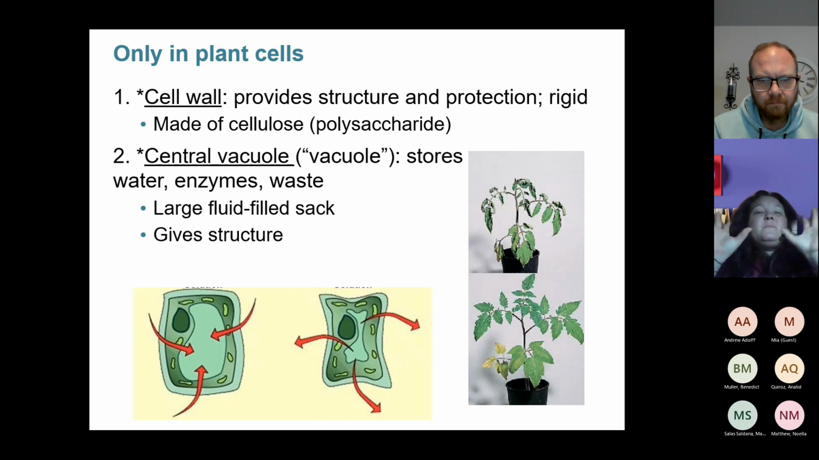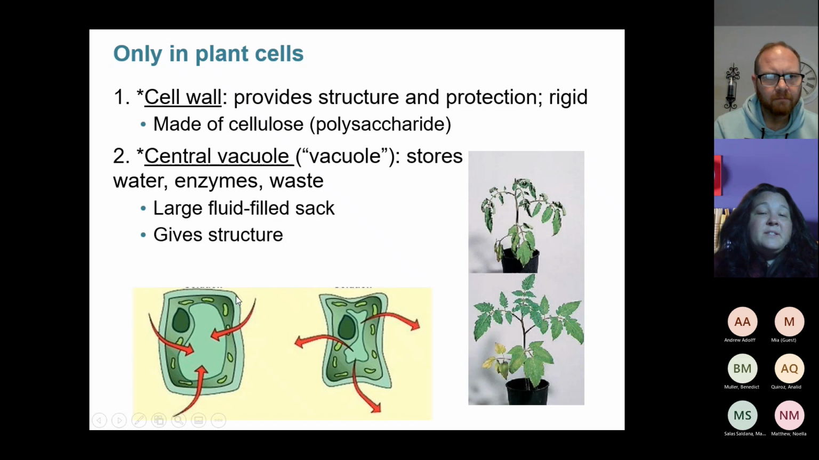All right, now let's talk specifically about plant cells. Plant cells have three things that animal cells do not have. First, they have a cell wall, which provides structure and protection. It is made of cellulose.